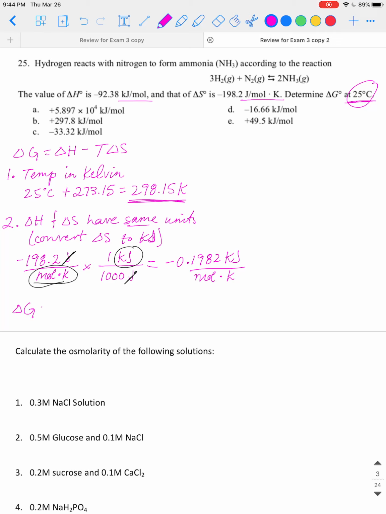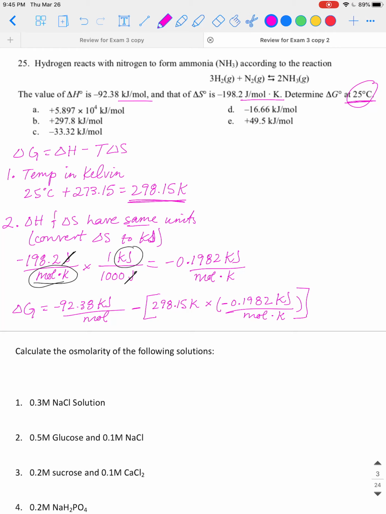Okay, so now we will plug everything in. So delta G equals, let's plug in delta H, negative 92.38 kilojoules per mole. And then we do a minus, and I like to put these in brackets, so our temperature here is now 298.15 Kelvin. And then that is multiplied by our delta S, which is negative, I'm going to put that in parentheses as well, 0.1982 kilojoules per mole times Kelvin, and close the brackets.